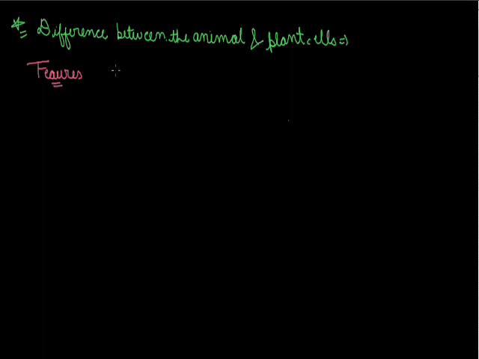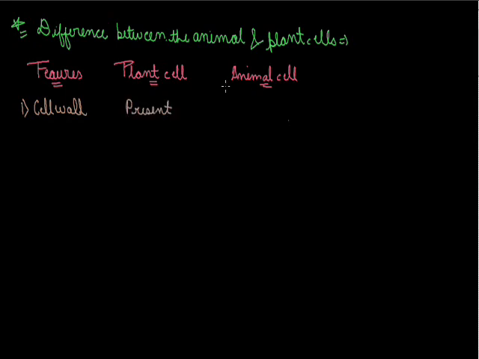First of all, features. We make a table for it. Features, plant cell, and animal cell. The first feature is the cell wall. Cell wall is present in the plant cell while absent in the animal cell.